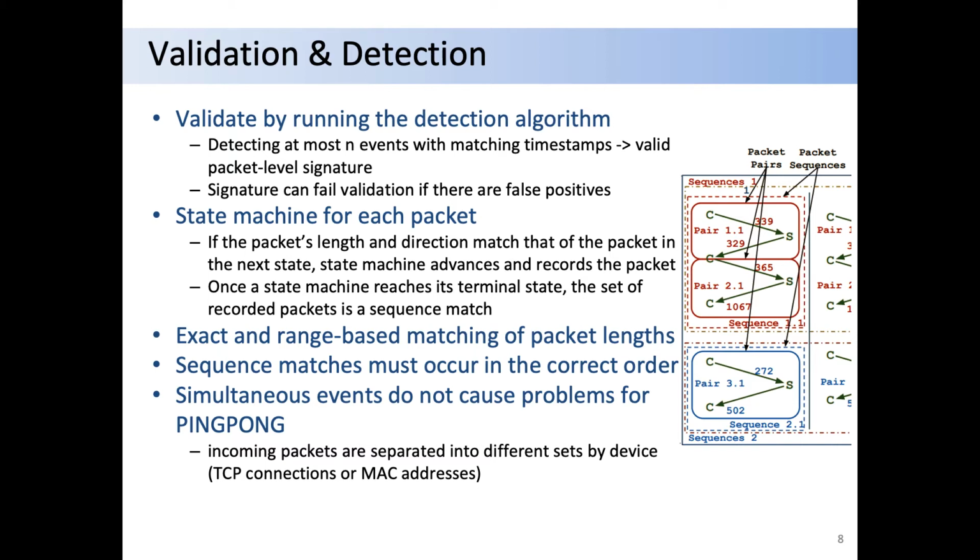And the way the detection algorithm works is there's a state machine for each packet. And if the packet's length and direction match that of the packet in the next state, the state machine will advance and record the packet. Once the state machine reaches the terminal state, the set of recorded packets is considered a sequence match.